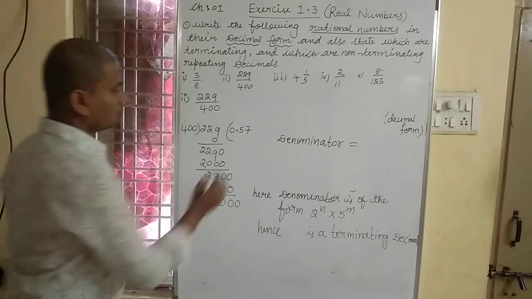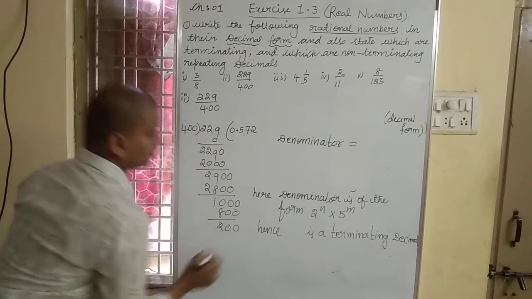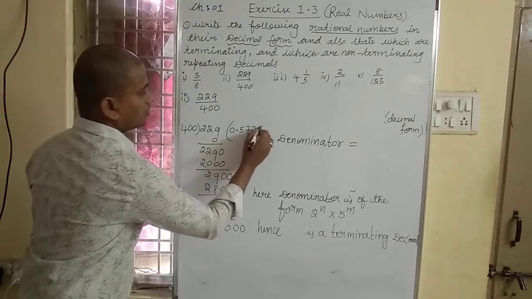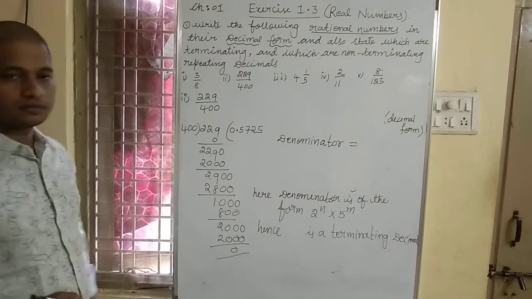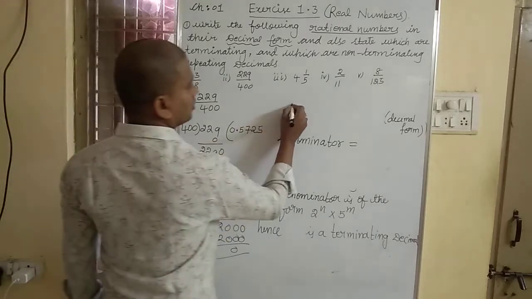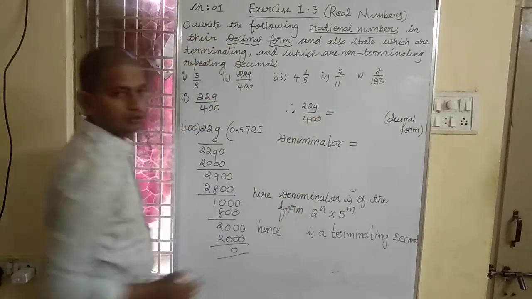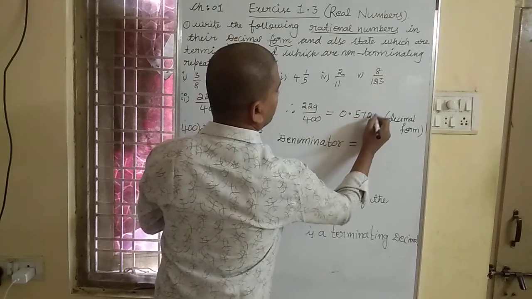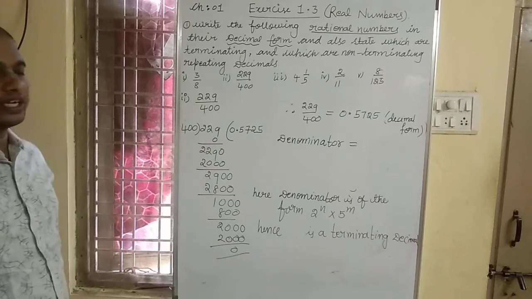Again point is there, 0. 4 twos are 800. Again 200, point is there, 0. Again 5 times, which is equal to 2000. So therefore, what is the decimal form of 229 by 400? Therefore, 229 by 400 is equal to 0.5725. Whose decimal form is 0.5725.